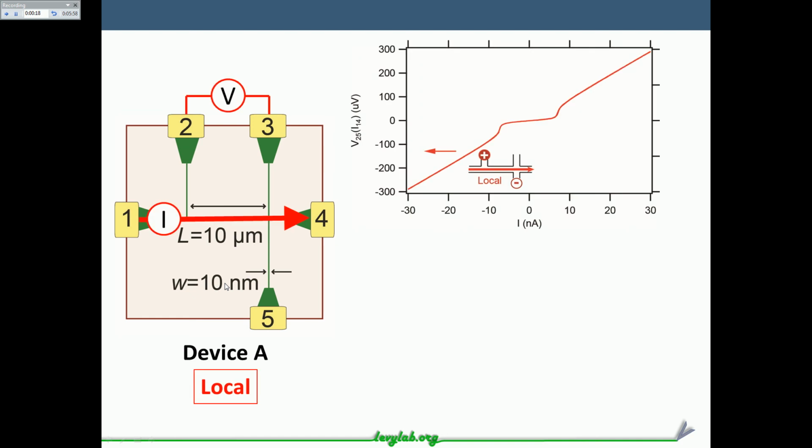So we look at the local voltage versus current curve. We're running the current through the main channel between 1 and 4, measuring the voltage at 2 and 3. So this is a true 4-terminal measurement. Here we see a superconducting region with a critical current of about 6 nanoamps.